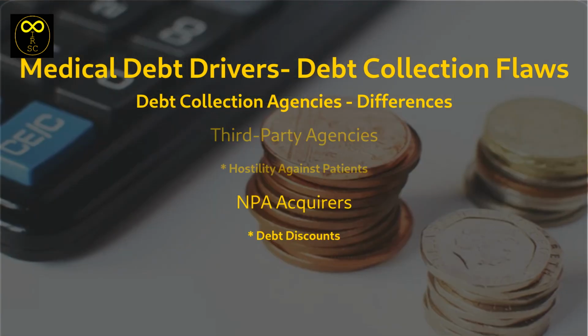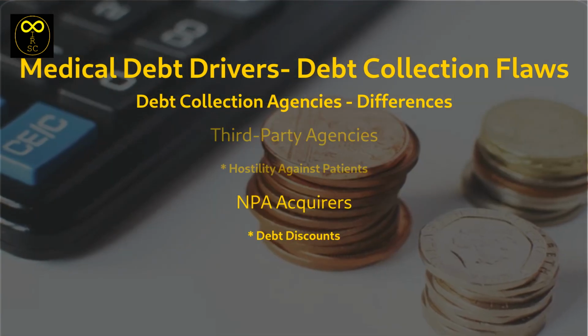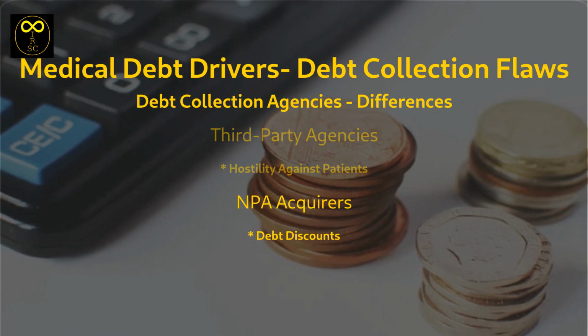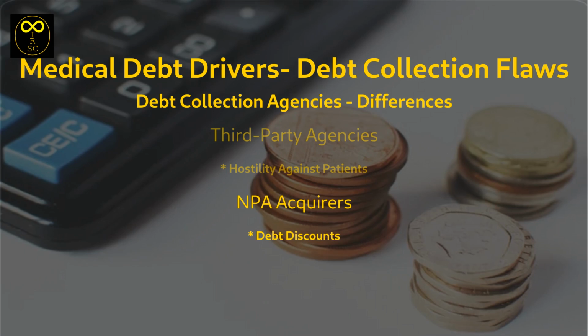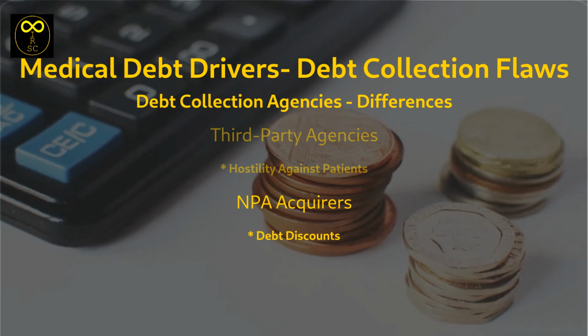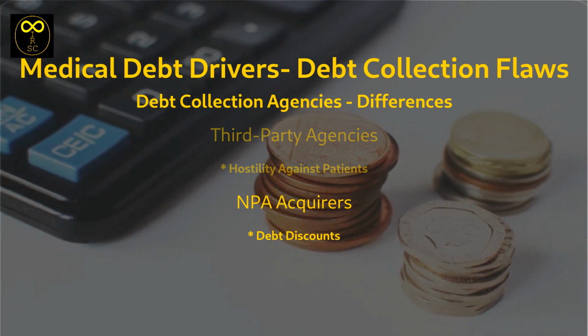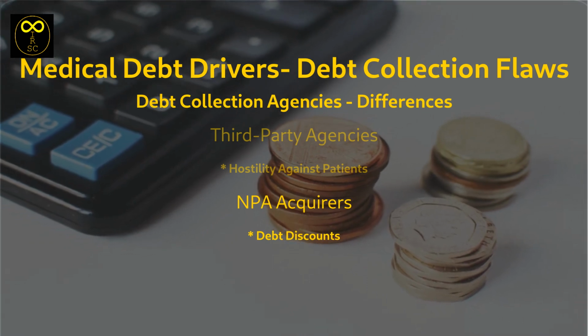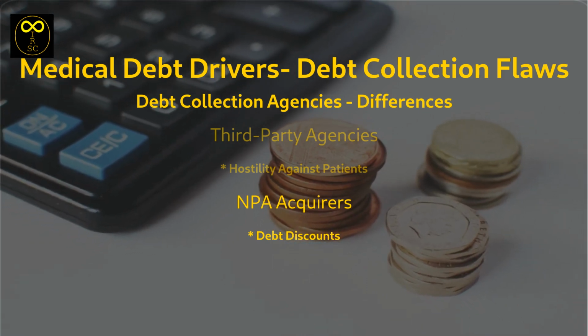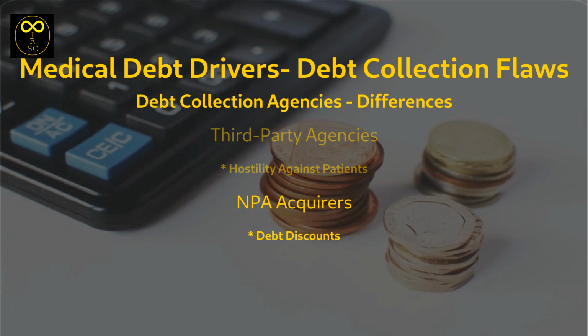NPA acquirers purchase the debt from the hospital at a discounted rate, thereby allowing the hospital to recoup some money from the debt, even if it is less than what the patient could have paid in full. The extra amount that the NPA has when the debt is paid in full covers the risk taken up by purchasing the debt. Thus, the amount of revenue generated by NPA acquirers is limited by the amount of money they could collect from patients.